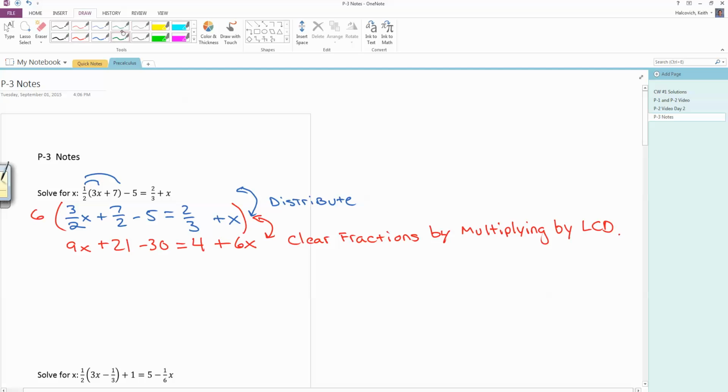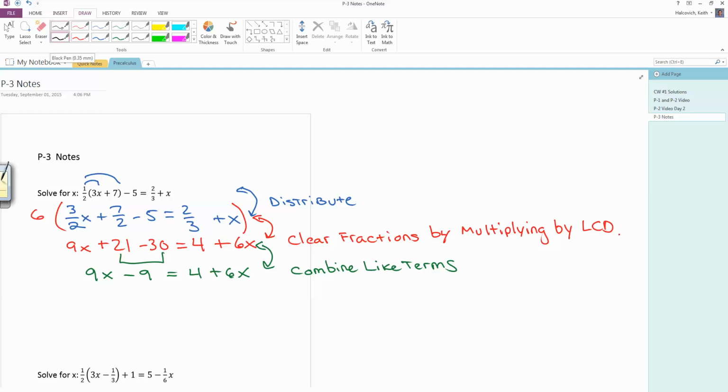Alright, from here, what we are going to do is combine any like terms. So notice 21 minus 30 gives you -9. So basically, from here to there, we combine like terms. Then we bring the 6x over to the left-hand side, so we get 3x, and bring the 9 over to the right-hand side, so we get 13.